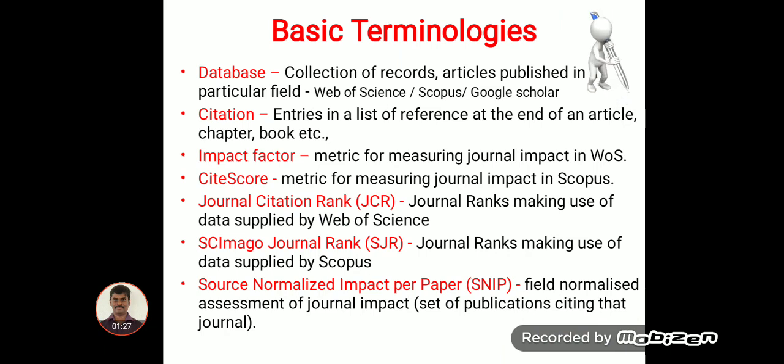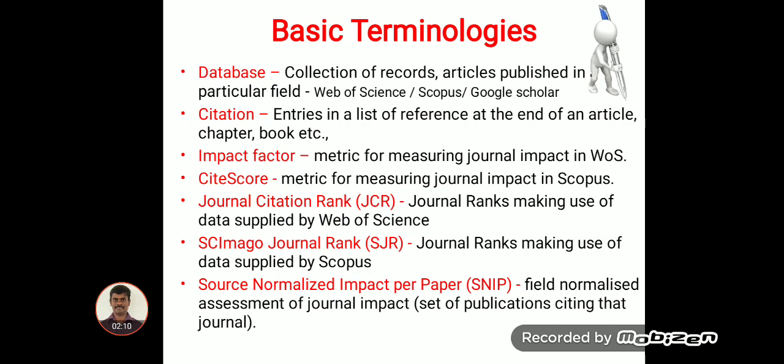First, we'll start with the basic terminologies. These are the basic terminologies which are commonly used in journal metrics. Database. What is a database? A database is a collection of records, articles published in a particular field. For example, Web of Science, Scopus, Google Scholar, PubMed are all called databases. Citation. Entries in a list of references at the end of an article or a chapter or a book, etc. are called citations.